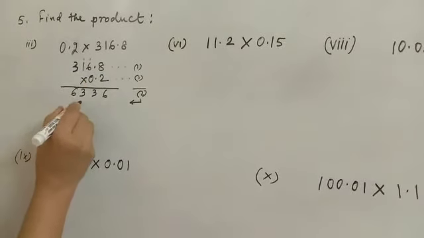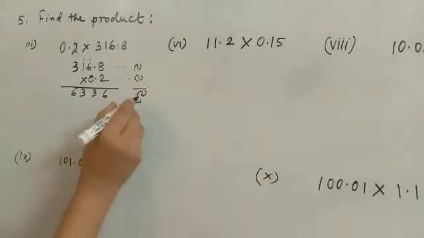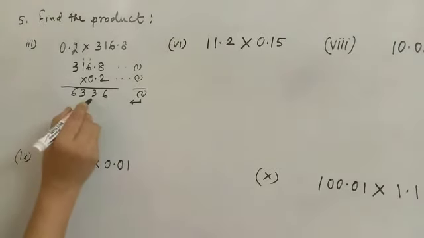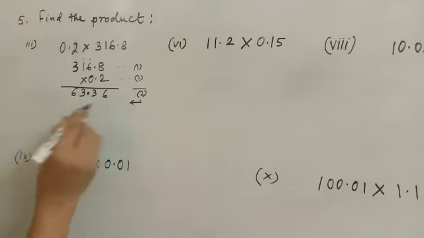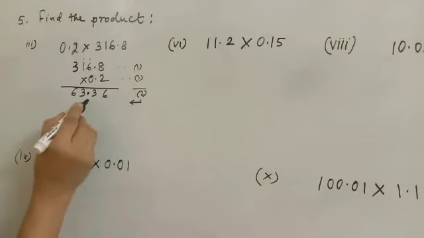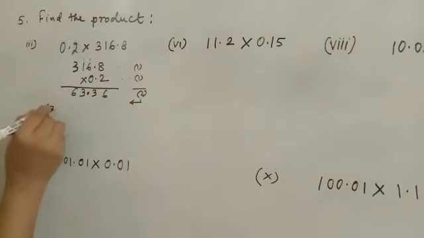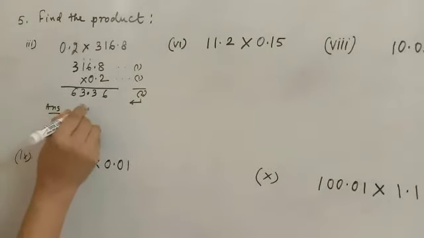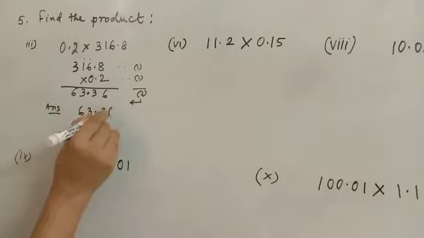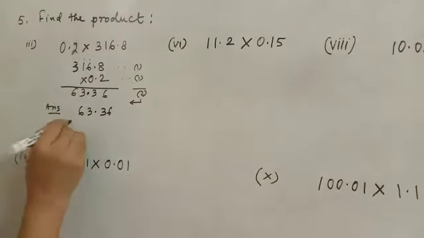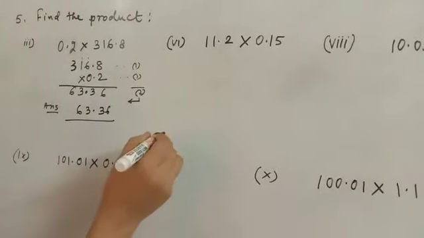Now 6336. Now you have to put the decimal after two places. So the decimal will be here because it is two places from the right side. So the result is 63.36. Understood? Now next question.